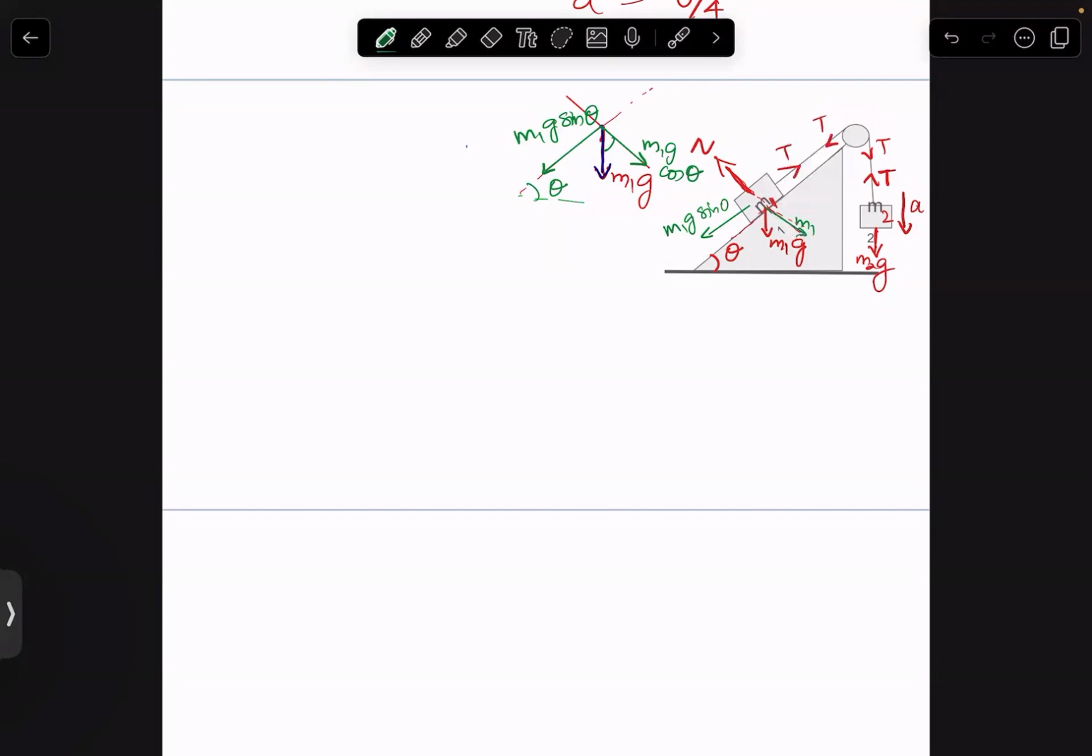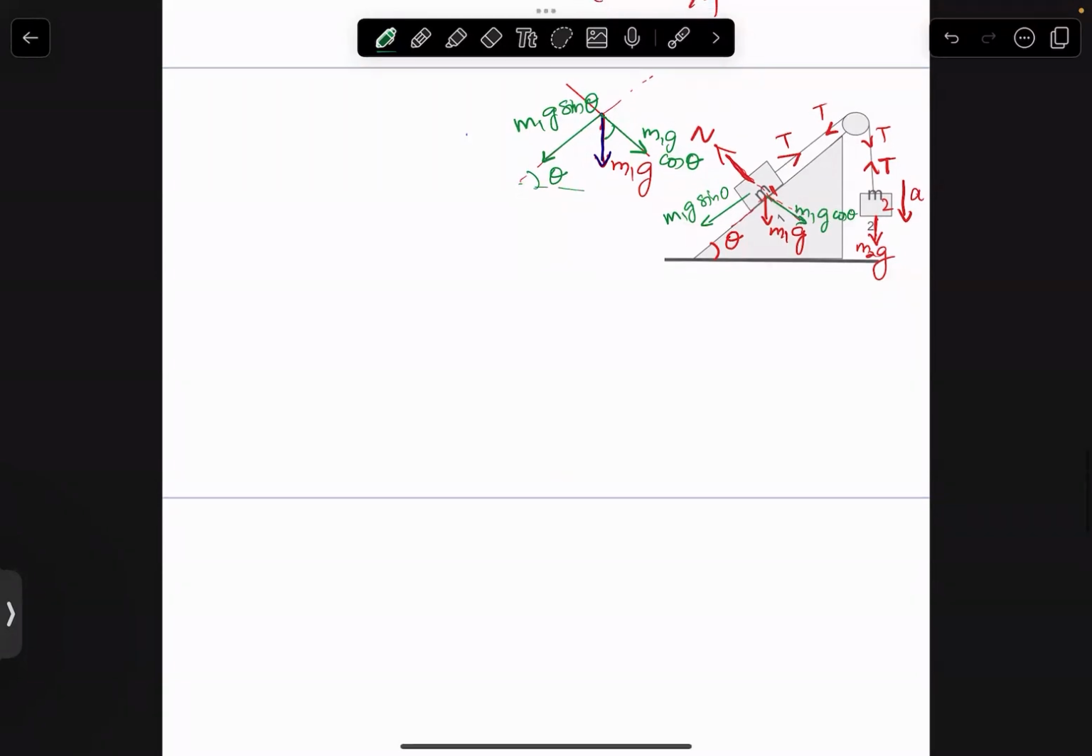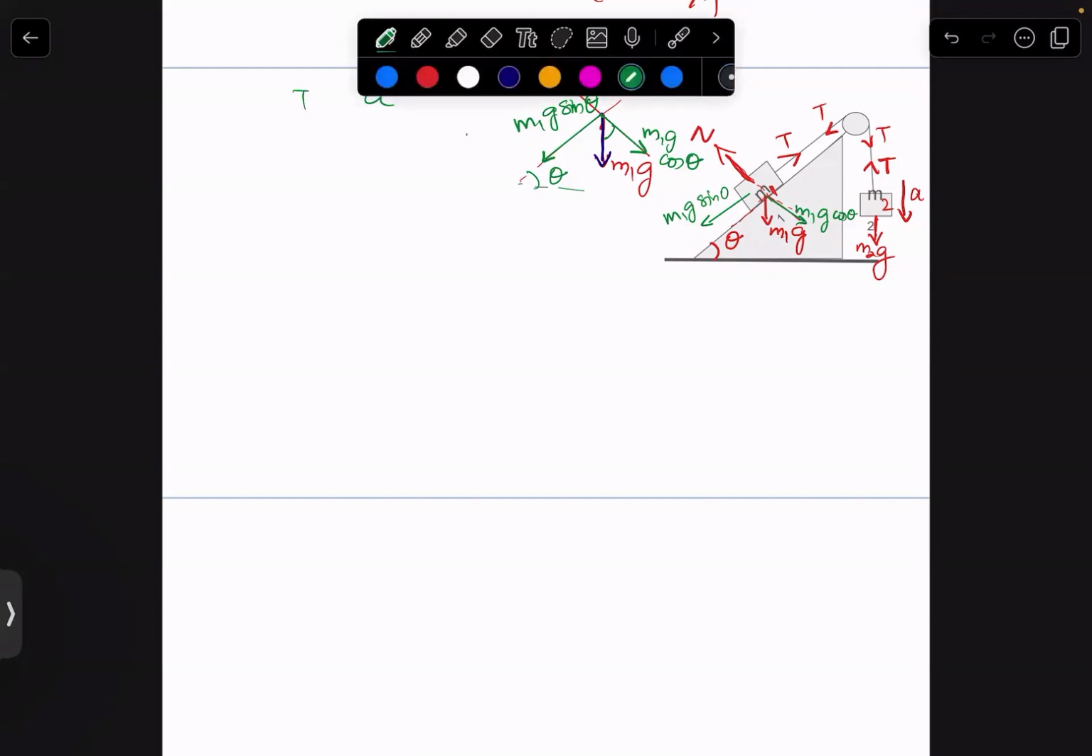Okay, m1g cos theta. Now we are all set to draw free body diagrams. There is this one tension over here and one acceleration. Two unknowns. We need two equations to solve two unknowns. So to get those two equations, we will be using two free body diagrams. What are those free body diagrams?